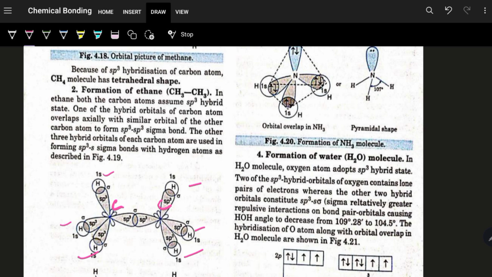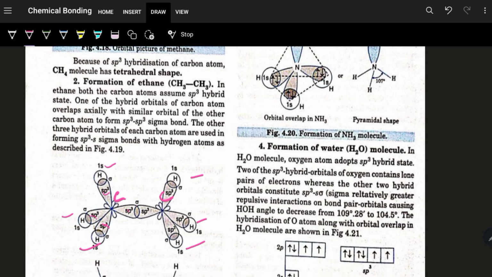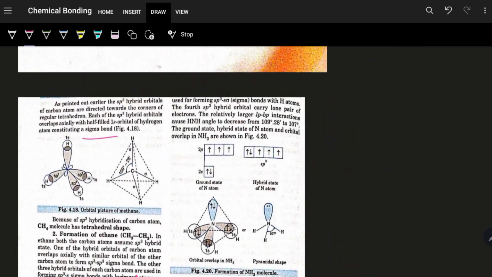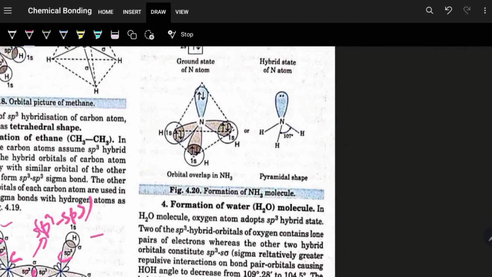So for sp3, we have 4 lobes, 1, 2, 3, and 4 hybrid. So this type of sigma overlap is known as sp3 sigma, and these are sp3 s sigma bond formation, and all are sigma bond. Okay, so moving on to NH3 that we have already discussed.